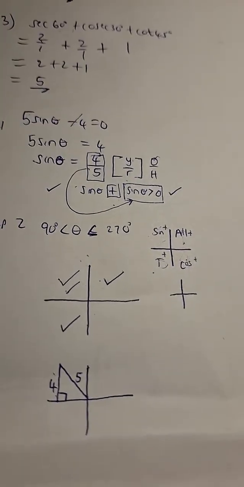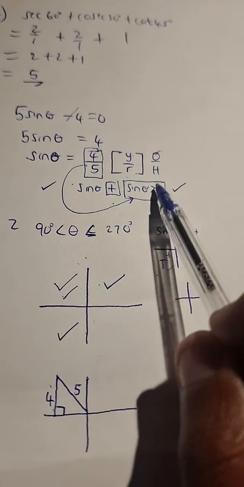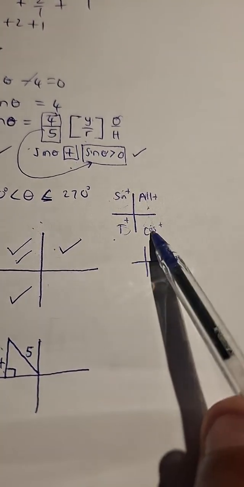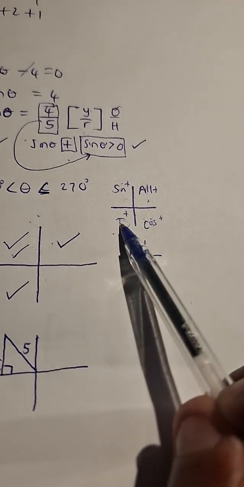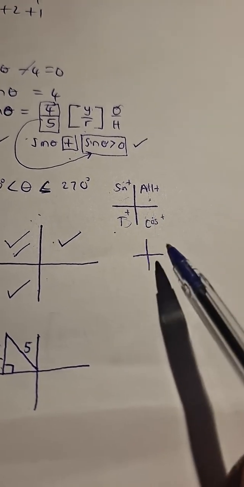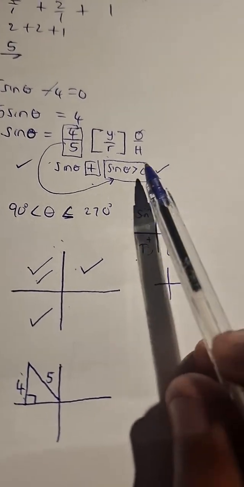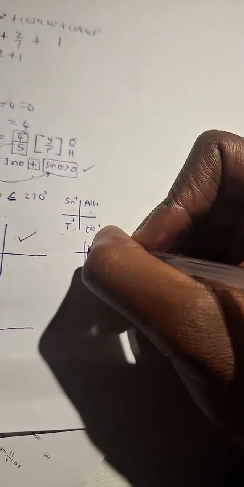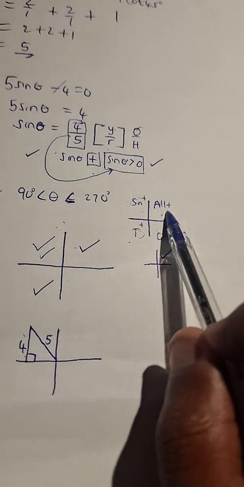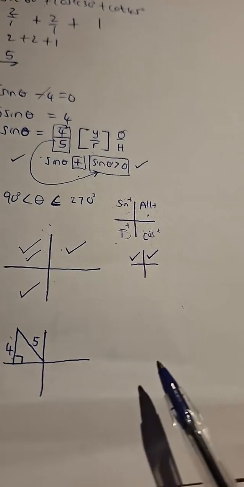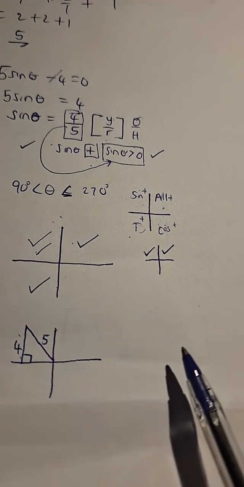So when I ask you, where is sine positive? You use ASTC. All Students Take Cameras. You use that to locate the quadrant. So I'm asking now, where is sine positive? It is positive in the first quadrant because all trig ratios are positive, and it is positive in the second quadrant because sine alone is positive in that quadrant.